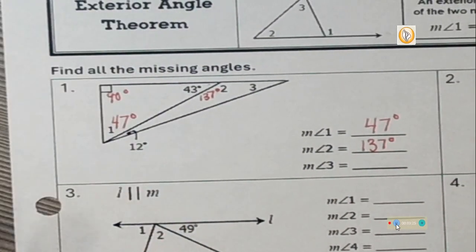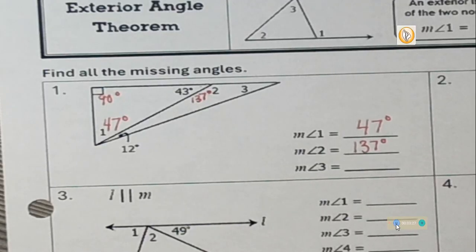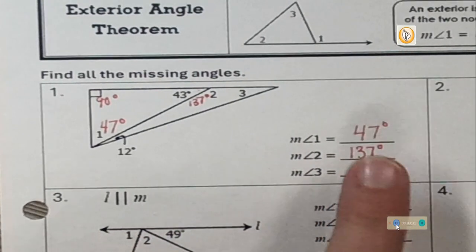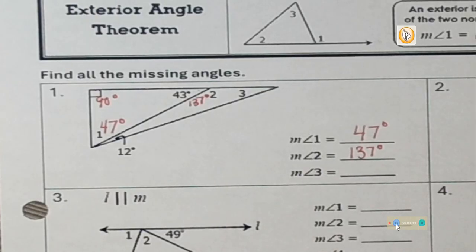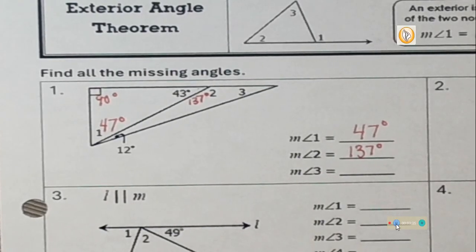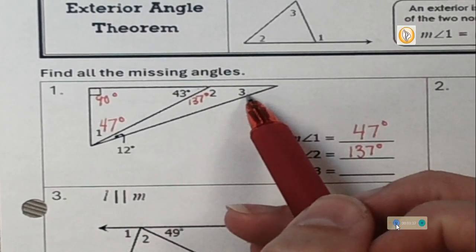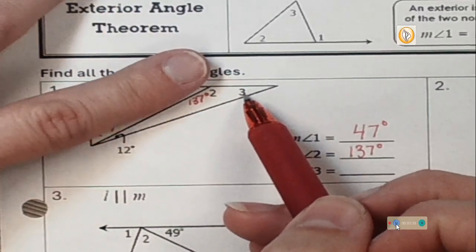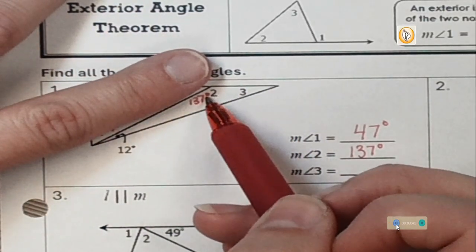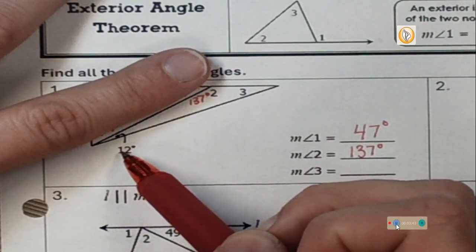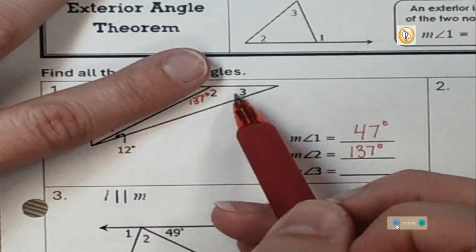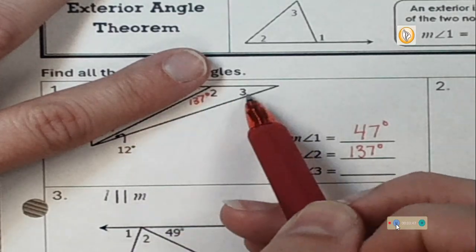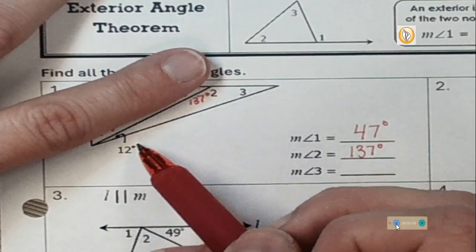Now, my advice to you is draw and write on the figure. Because if you just write your answer here and you're trying to keep in mind where you got all your numbers, you're going to get confused. The only thing left for me to find is angle 3. Angle 3 is part of a triangle with 137 and 12. What do these 3 angles make? A triangle, which is how many degrees?